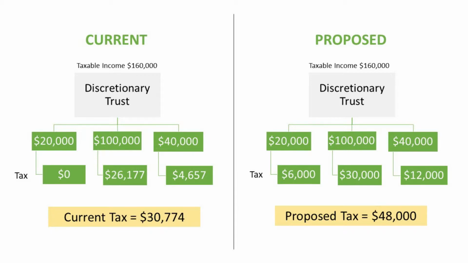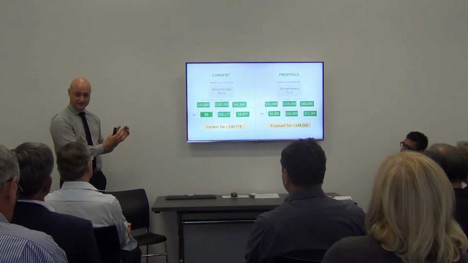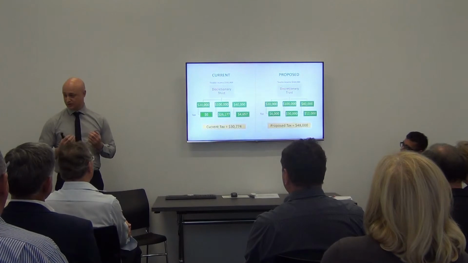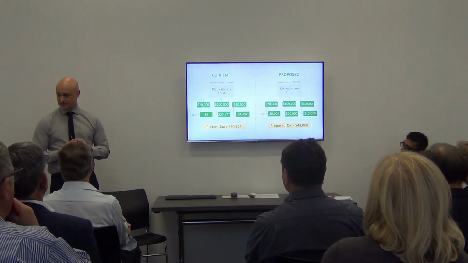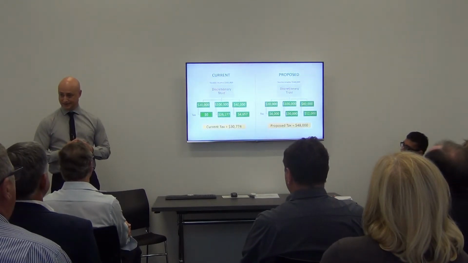Total tax payable, $30,000. If you look at the proposed law, total tax will be $48,000. So you can see from that very basic example, because we're not using the tax-free thresholds of beneficiaries, the tax is going to be significantly higher.